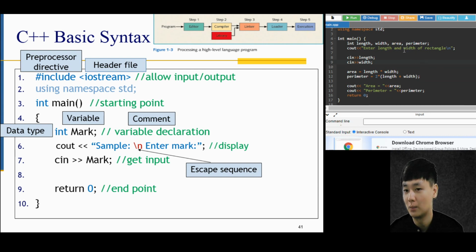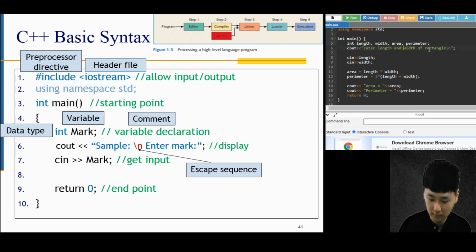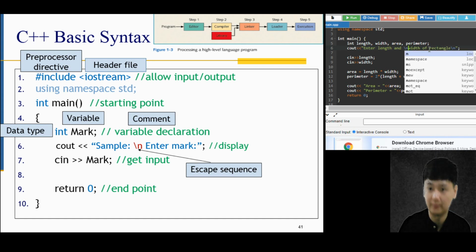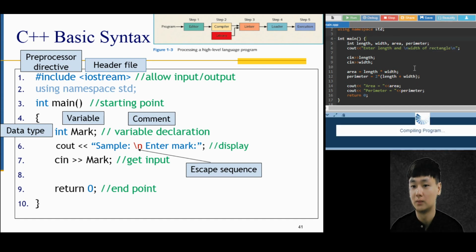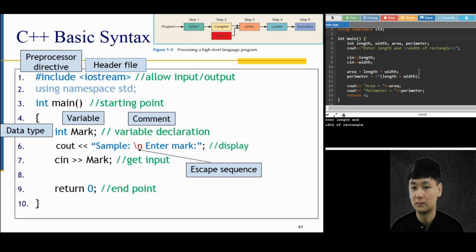If let's say I would like to add a new line, I don't want to display this in one line, I want to display this "enter length and width of the rectangle" in 2 lines. So I just need to add this symbol, backslash n, and I run the program. It breaks this one sentence into two and makes a new line for me using this symbol. We call it an escape sequence.